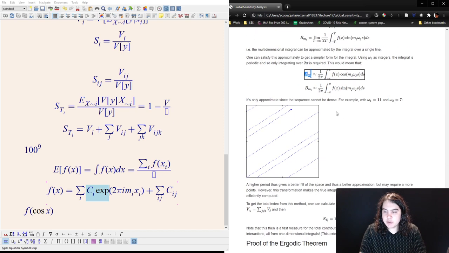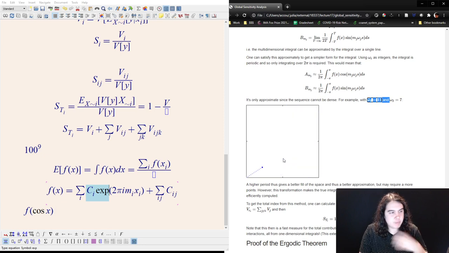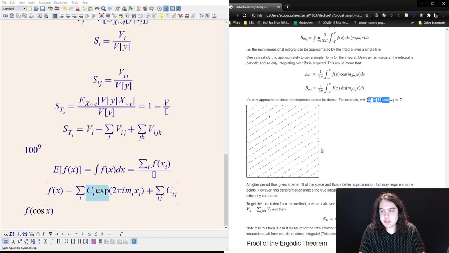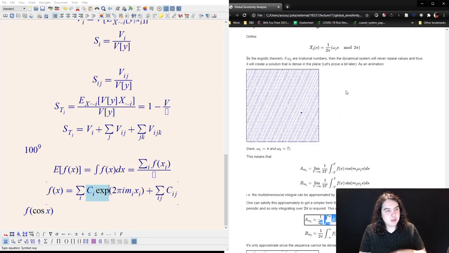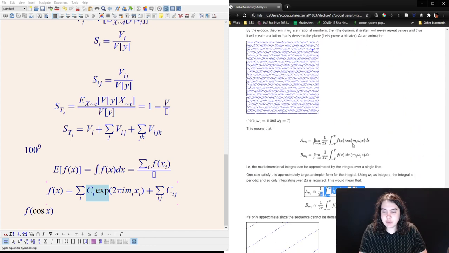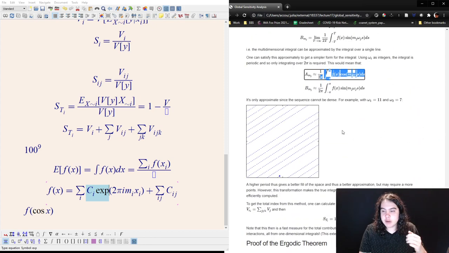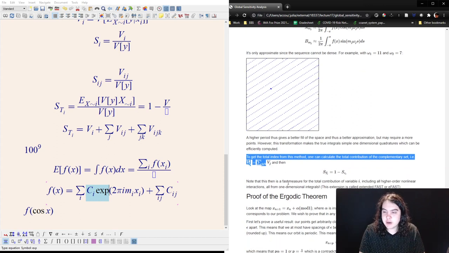So what you can do then is choose combinations of the WI, WJs such that you have a higher period. And when you have a higher period, then you have more filling of the space and you get a better approximation. But you can choose how well you want to approximate. And once you've chosen your approximation, the integral can be done with exponentially fewer terms than the standard quasi-Monte Carlo method. So this lets you have a much more efficient method for computing the variances and the total indices and all these terms.